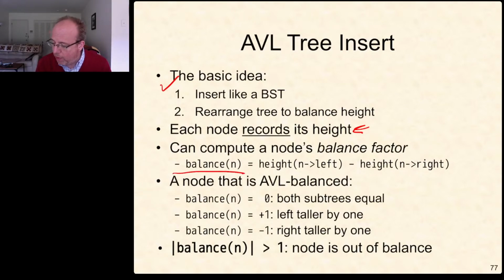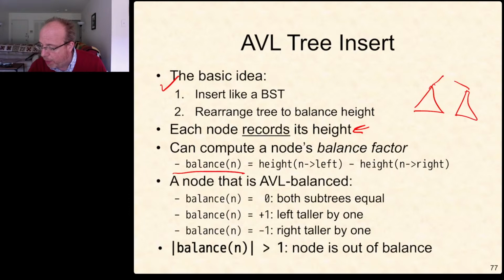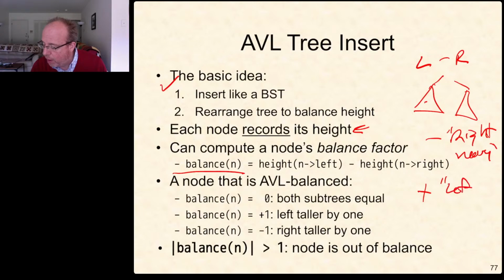And as we unwind, we can compute the node's balance factor. So the balance of a node is the height of its left tree minus the height of its right tree. So it's left minus right. A negative balance is also called right heavy. A positive balance is called left heavy. And if they're equal, then they're equal.